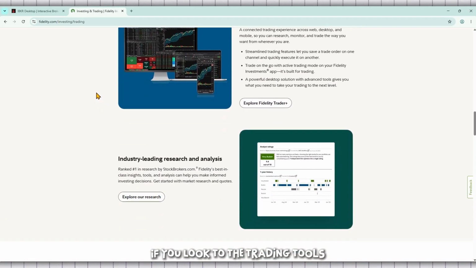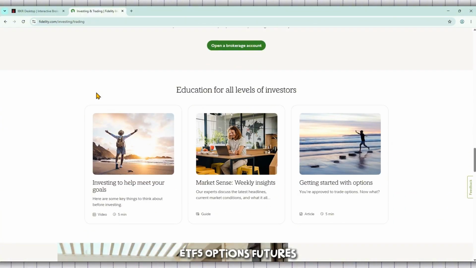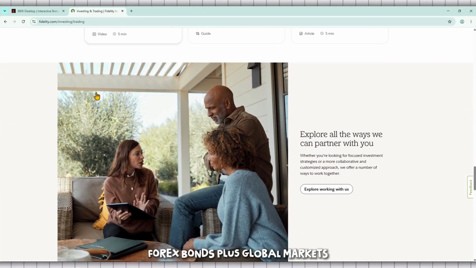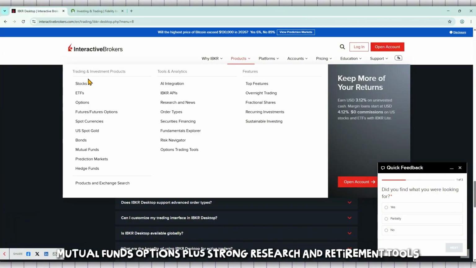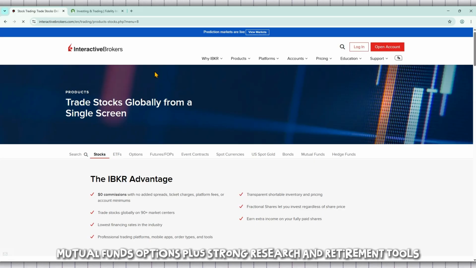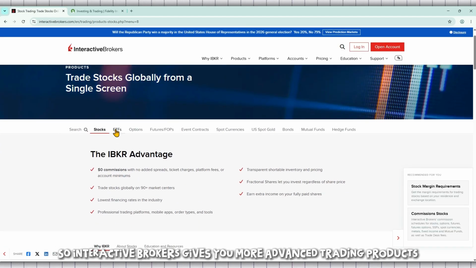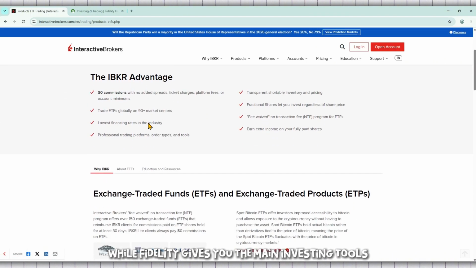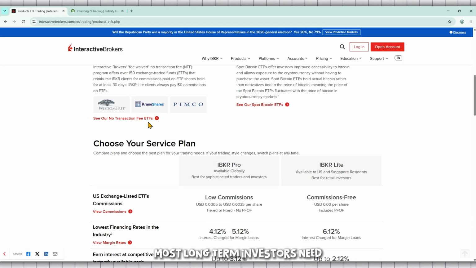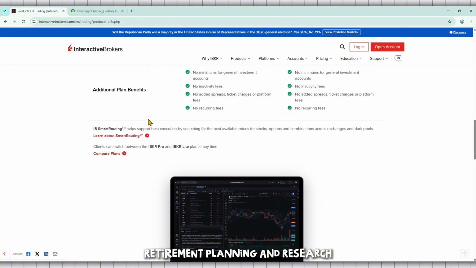If you look at the trading tools, Interactive Brokers has stocks, ETFs, options, futures, forex, bonds, plus global markets. And Fidelity has stocks, ETFs, mutual funds, options, plus strong research and retirement tools. So Interactive Brokers gives you more advanced trading products and wider international access, while Fidelity gives you the main investing tools most long-term investors need, especially if you care about mutual funds, retirement planning, and research.